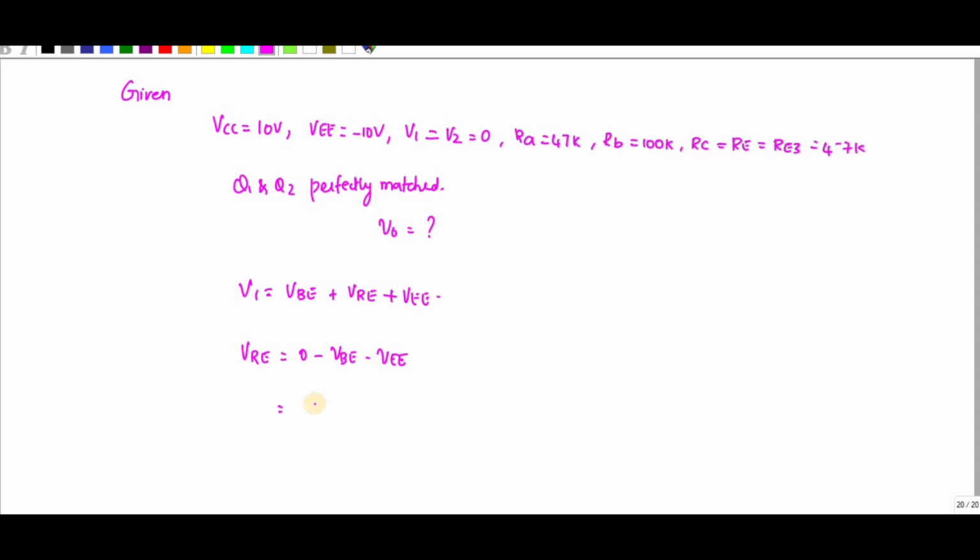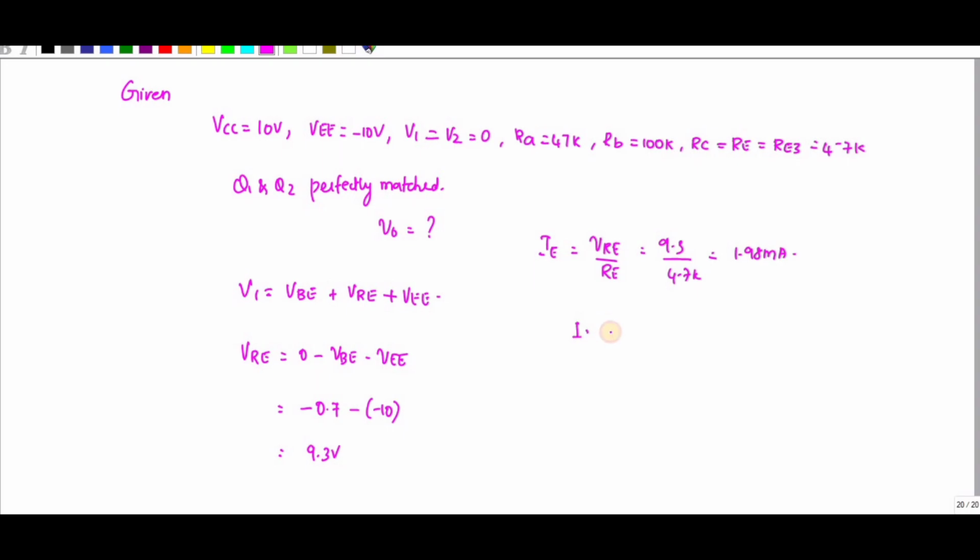They are given VBE minus VE, right? So how can I write? VBE is nothing but 0.7 and VE they have given us minus 10 volt. Okay. So from this I can take this value as 9.3 volt. Okay. So if VRE is 9.3 volt, we know the value of IE. IE is equal to VRE divided by RE. That is nothing but 9.3 divided by RE, which is 4.7K. Therefore, it is 1.98 milliamps.